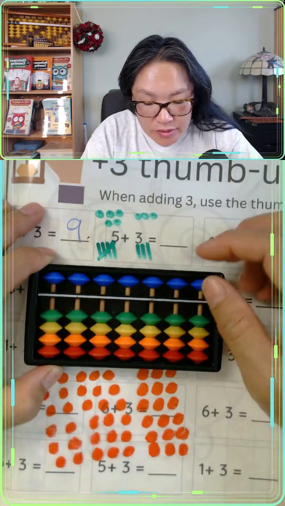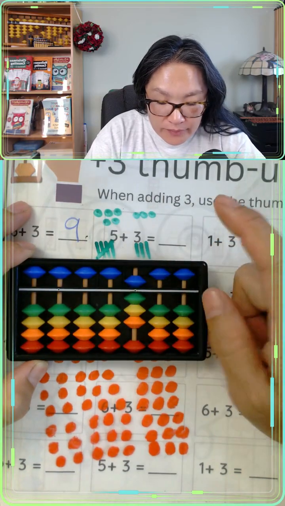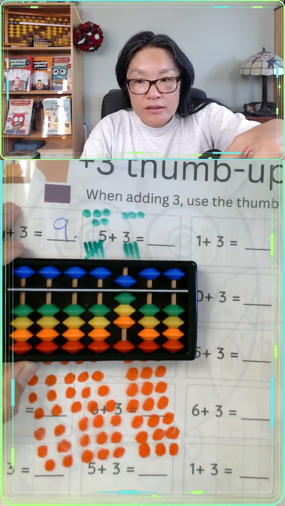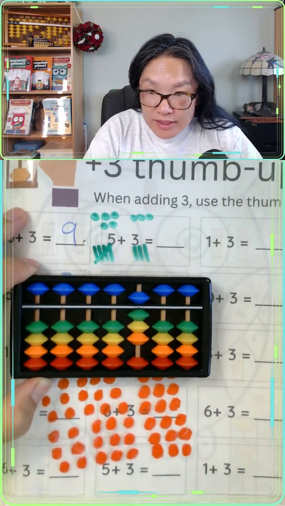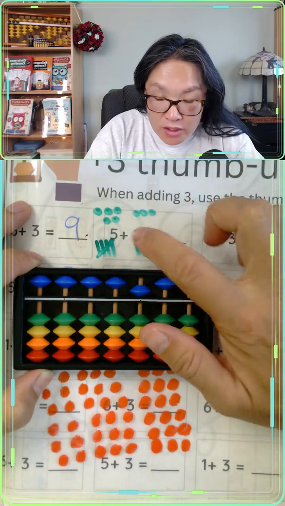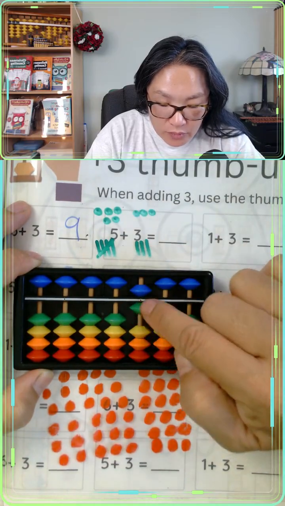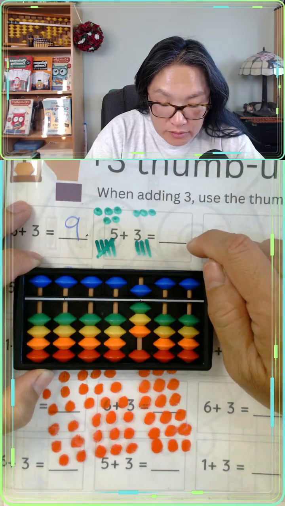On the abacus, we could do the same. We could add the 5, add the 3. 1, 2, 3. That's it. So my final answer is 8. You could do the tally marks, right? Tally marks is kind of similar to abacus because the top bead is always 5. So this 5 is represented here. This is 5. And then we have 3. 1, 2, 3. Which is fine.